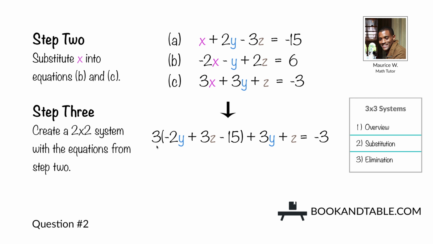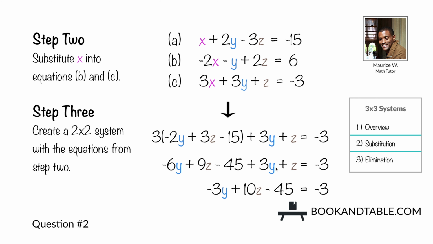We'll distribute the 3 to give us 3 times negative 2y, which is negative 6y. 3 times 3z is equal to 9z. 3 times negative 15 is negative 45. Plus 3y plus z is equal to negative 3. And now we can combine our like terms. Negative 6y plus 3y is negative 3y. 9z plus z is 10z minus 45 is equal to negative 3.